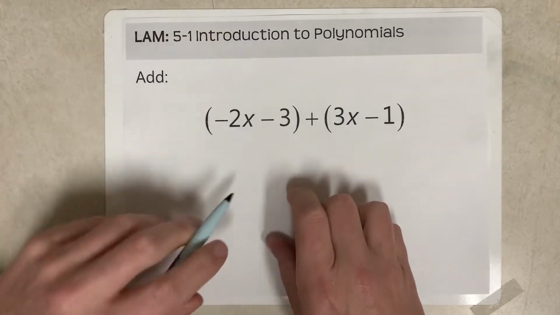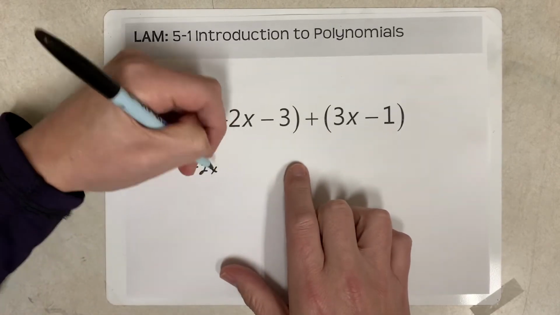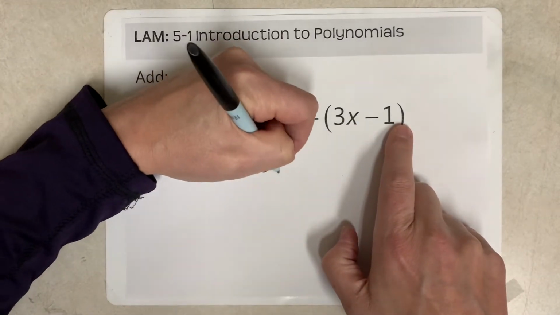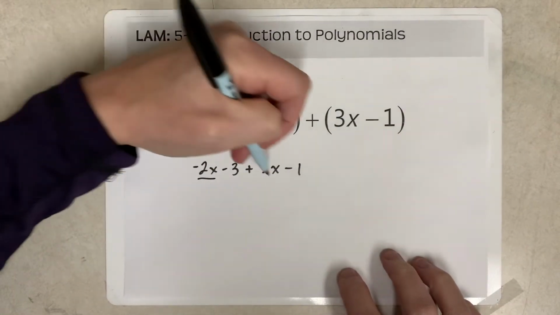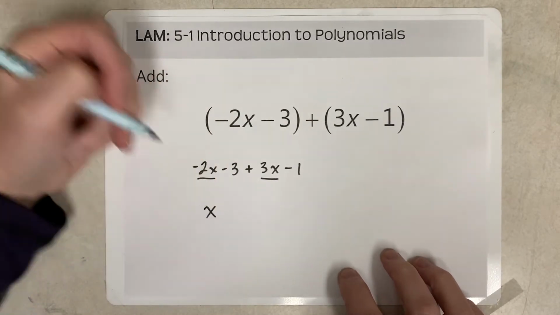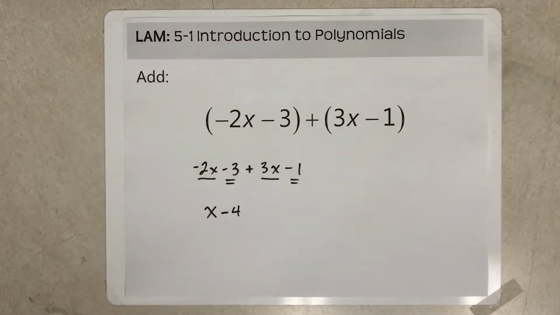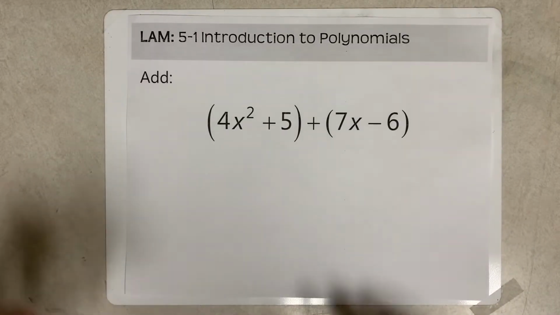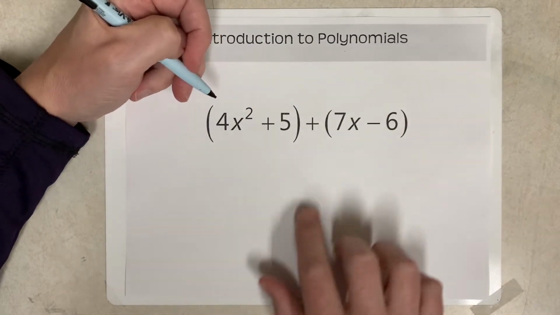So what you do is you have addition. So remove the parentheses, plus, remove the parentheses, and then you just combine like terms. So negative 2x and 3x make 1x, and negative 3 and negative 1 make negative 4, and so my final answer is x minus 4. All right. Now, like terms have the same variables and the same powers, exponents with those variables. So we're going to do the same thing here with this one, addition.